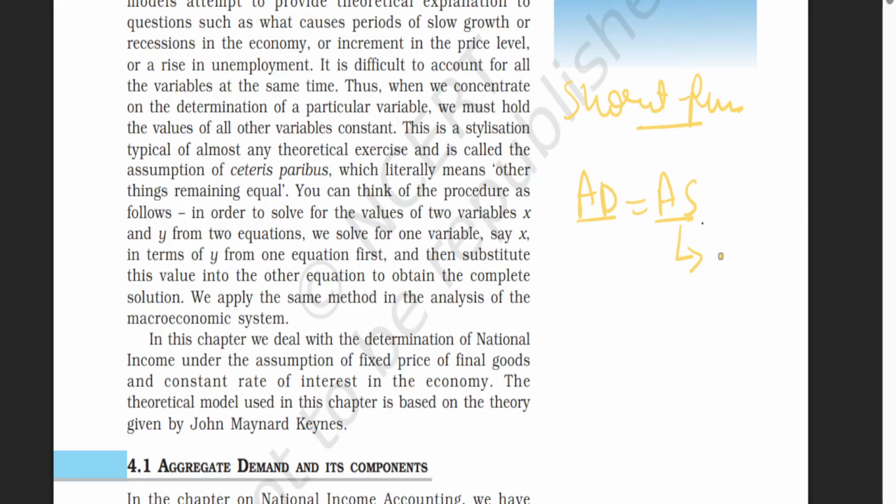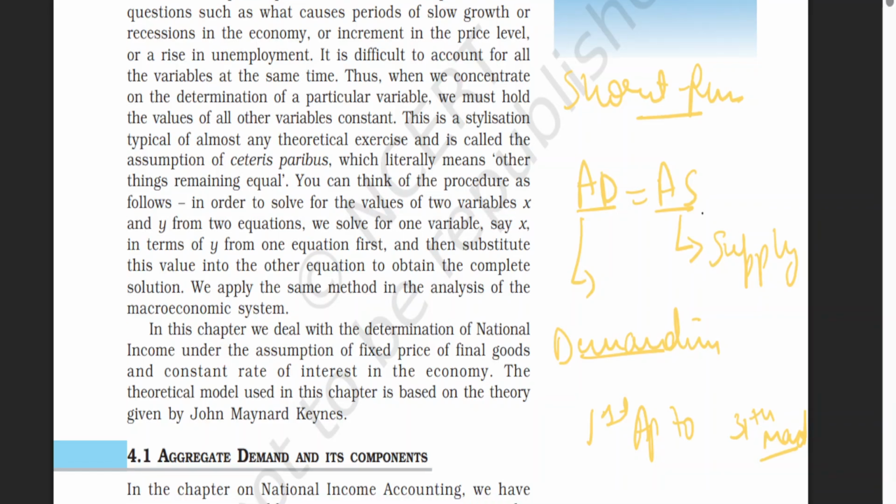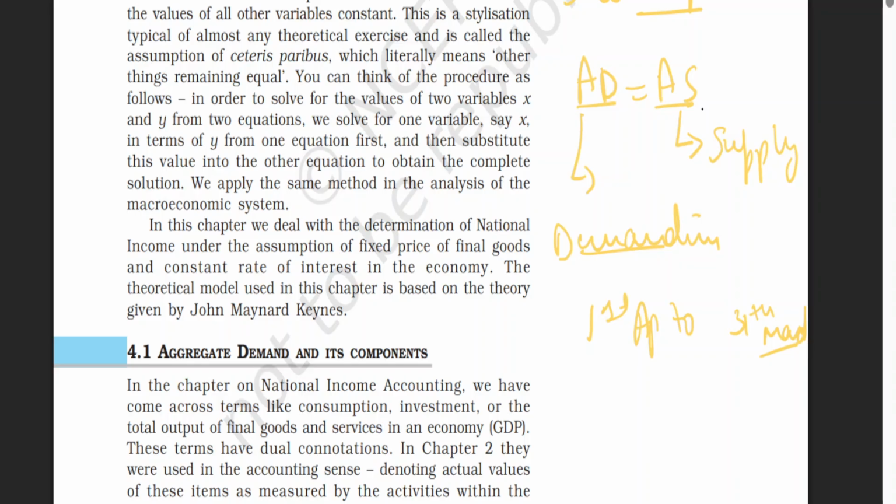Aggregate supply is basically whatever we are supplying to the market, and aggregate demand is whatever we are demanding in a particular financial year, that is from 1st of April to 31st of March. Briefly, the components of AD, also termed as Y, are Y equals C plus I plus G in a closed economy. Here I am not talking about an open economy, just a closed economy.